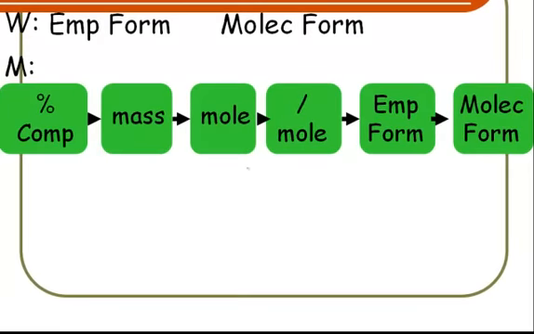To go from percent composition to mass, we simply take our percents and make them grams. So 40.7 grams of carbon, 5.08 grams of hydrogen, and 54.2 grams of oxygen.